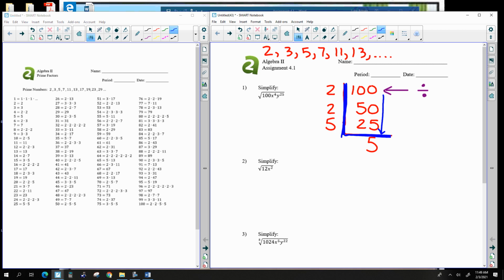Okay. Because this is a square root, what I want to do is make groups of 2. This is a square root, so I make groups of 2. If it's a cube root, I make groups of 3 of the same number. And if you can make a group of it, awesome. If you can't, oh well, it is what it is. Okay, so I can make a group of 2, and I can make a group of 5.